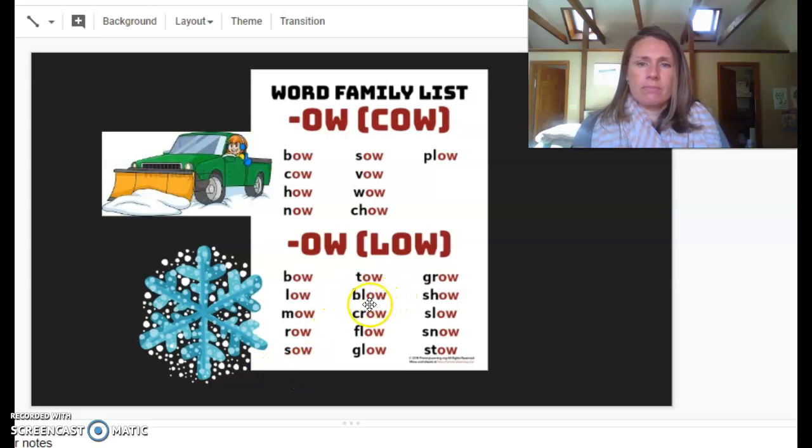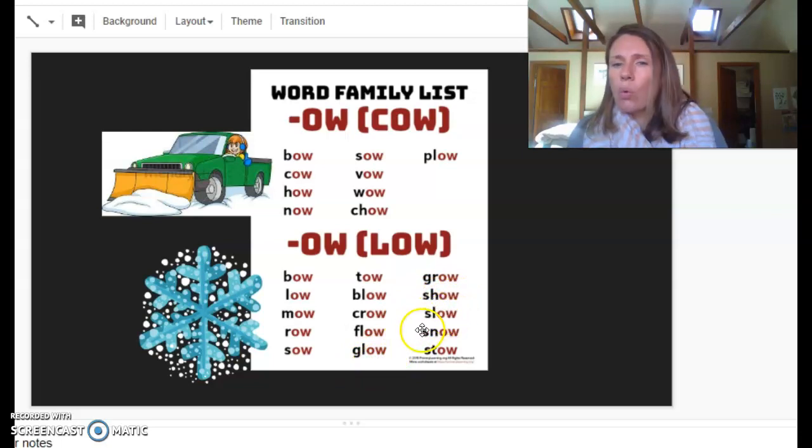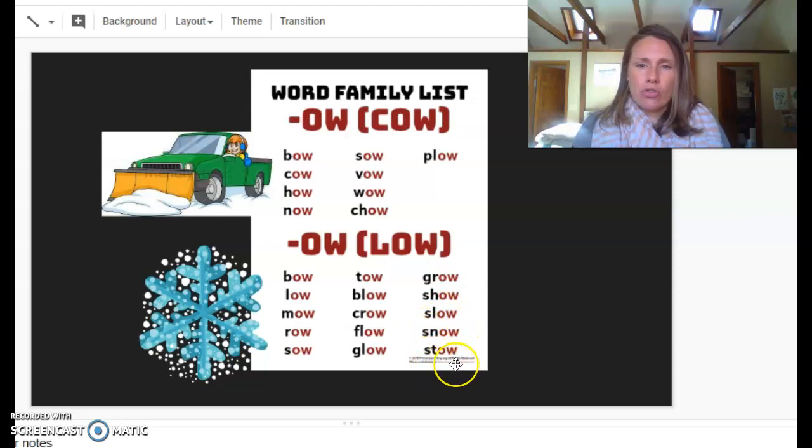toe, blow, crow, flow, glow, grow, show, slow, snow, stow.